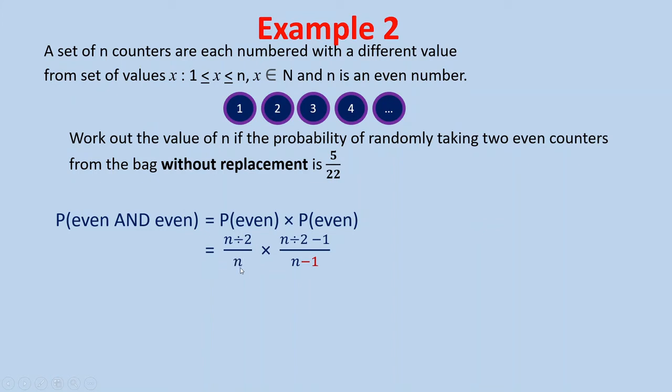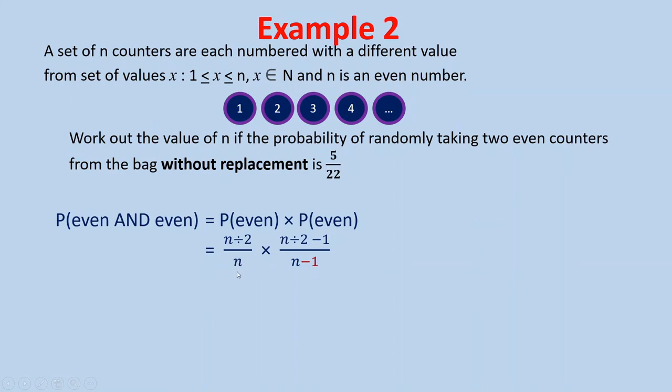Now, it might have been easier for me to simply say that the probability of choosing an even counter is a half. However, I wanted to write it this way so that you could see what happens when I've already taken out one of these counters. If I took out one of those even counters, there would be one fewer even numbered counter, but there's also one fewer counter altogether in the bag. So this is now the probability that I take out a second even counter. There were fewer to choose from, and there were fewer in total.